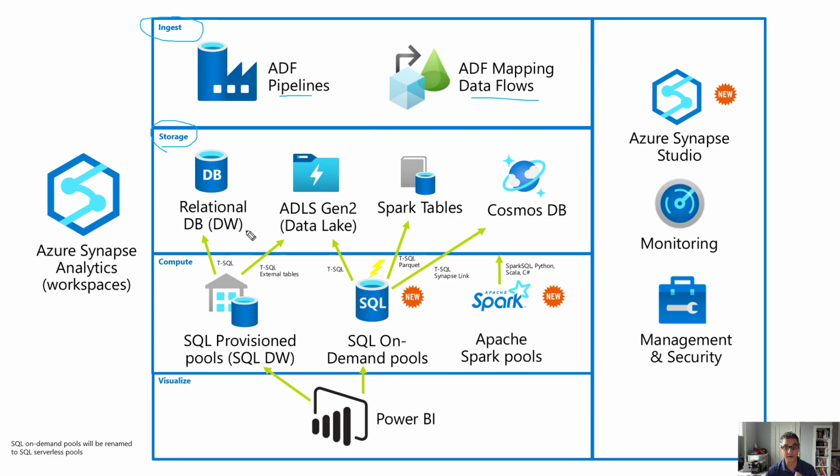And you'll see we have the relational database, so your traditional data warehouse on there. We call this a SQL pool, and that's the compute part of it. That SQL pool is attached to this relational database. It's a one-to-one attachment on there. So whenever you create a SQL pool, you'll create a relational database. Also integrated into Synapse is the data lake store.